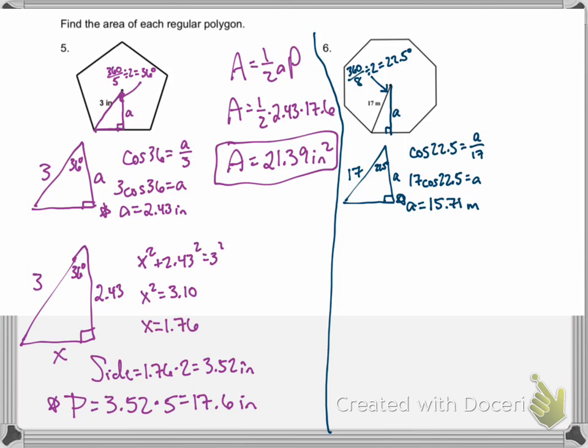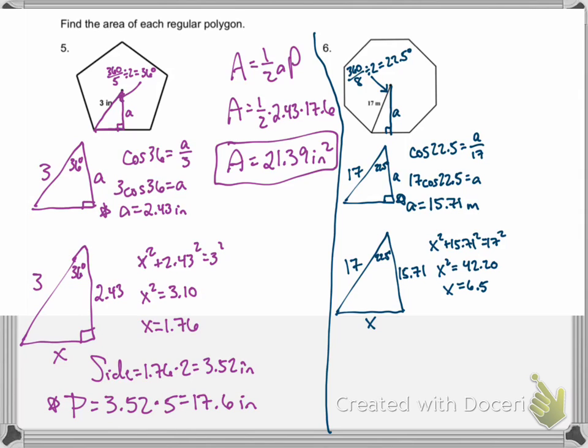Now, we're going to go ahead and find our base so we can find our perimeter. So go ahead and label everything. Once again, we know the apothem is 15.71. The radius was 17. You still have your angle at the top. And again, you want to use trig for this, great. If you want to use Pythagorean theorem, that's what I'm going to show you here. So, x squared plus 15.71 squared equals 17 squared. You end up with x squared equals 42.20. Your x is equal to 6.50.